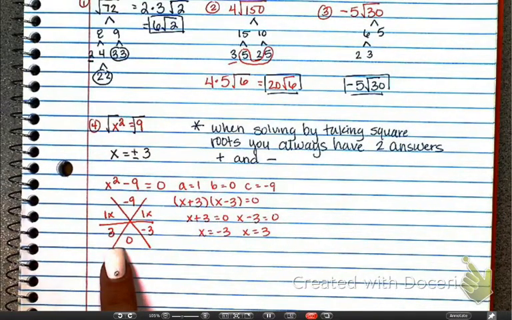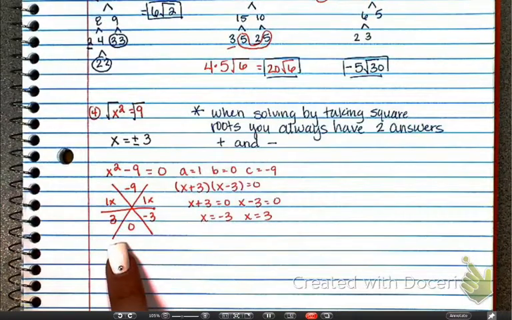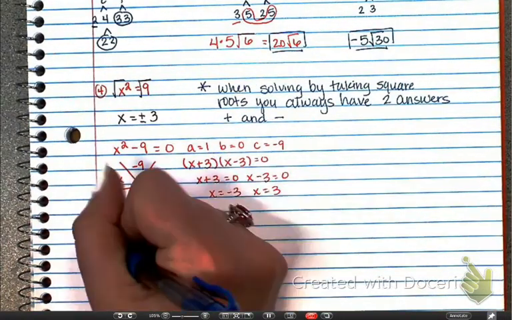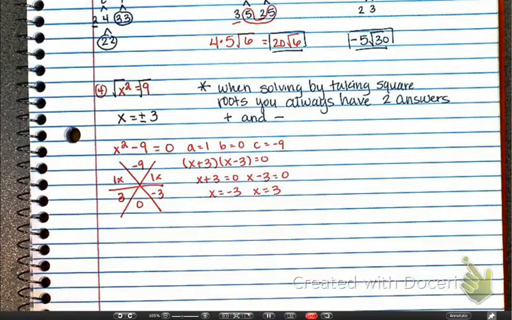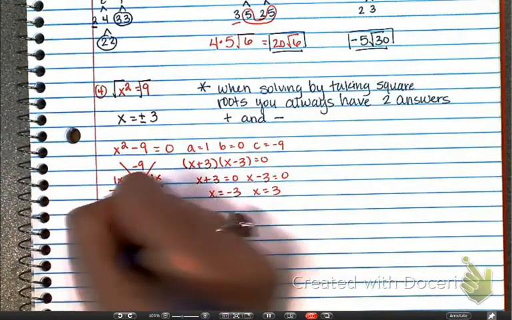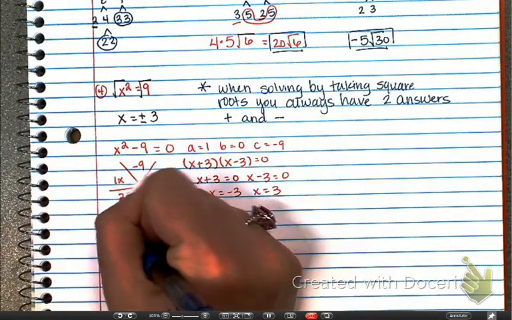Some of you were good at factoring. Some of you not so good. So maybe factoring is not the thing you go with. But do you see how it works? Okay, so this is all we're doing today. I'm going to give you a couple to try, and then we'll call it a day.